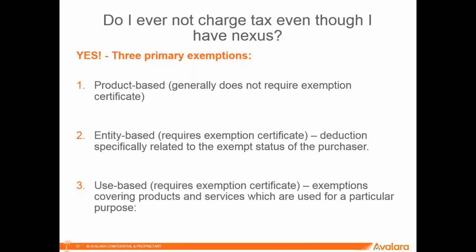Same thing like entity-based, but different, is use-based. I'm selling to someone who's going to then resell it. That would be a resale example. I'm going to sell to someone who's going to manufacture a good. Manufacturing exemption would apply. So again, in this case, you're going to want to make sure that you get a certificate from them, but the certificate's going to be a little bit different. It's going to be an exemption certificate for a specific purpose. Very important that those documents be collected.